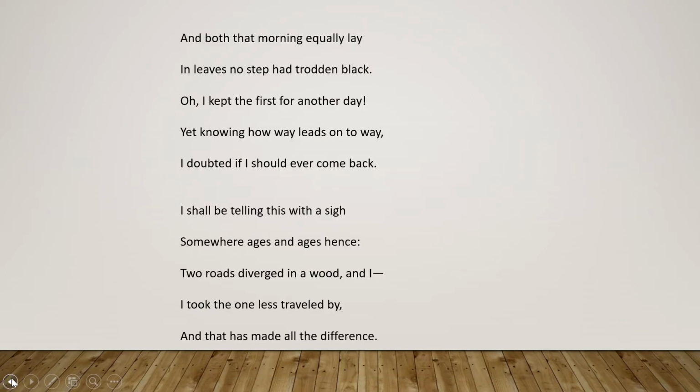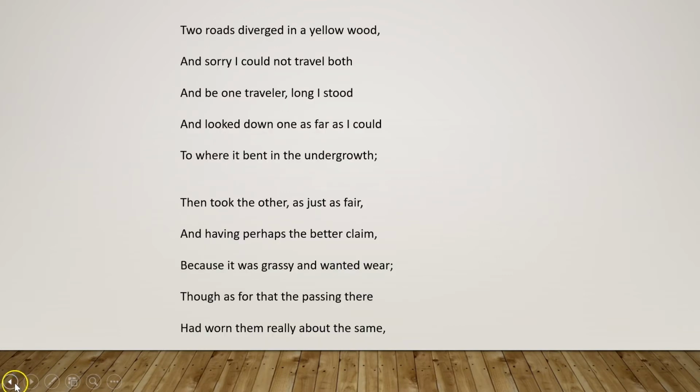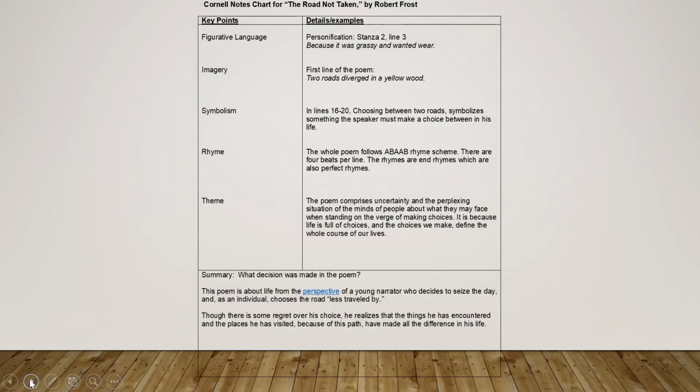Let's just take a look at one of them. I shall be telling this with a sigh. Somewhere ages and ages hence, two roads diverged in a wood, and I took the one less traveled by, and that has made all the difference. So you can hear kind of the rhythm and the rhyme scheme after reading through that.